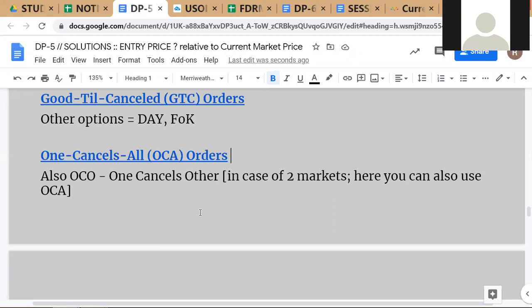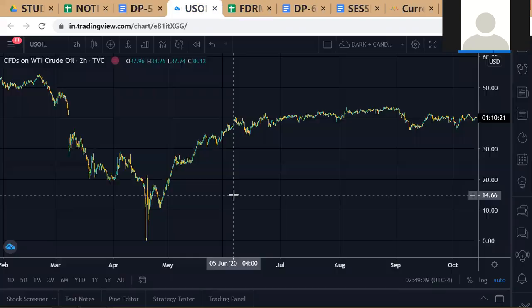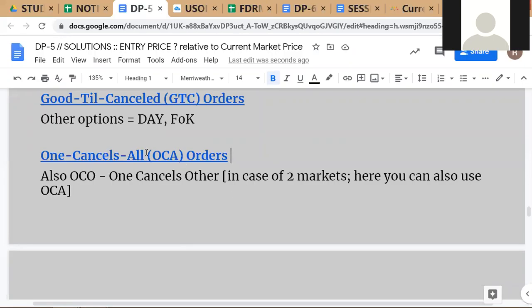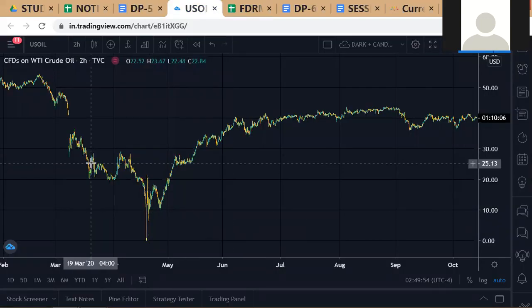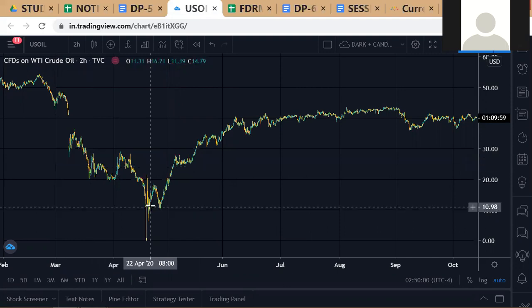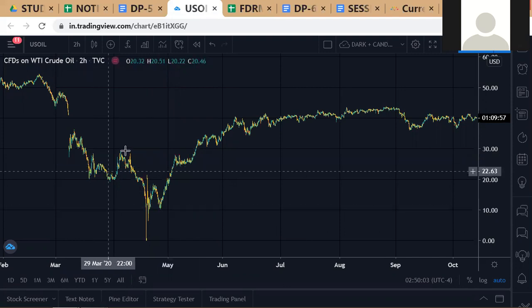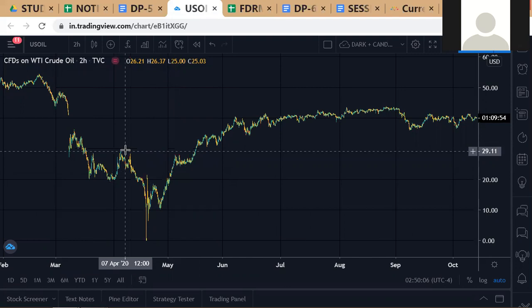So here, this is like a tag. You have an OCA group, I can call it A1 or something like that. OCA means one cancels all, which means that if any one of the orders in the group is executed, all the others are cancelled. So one way of using OCA orders is here. When the market is at 25, I simultaneously place two buy orders: one MIT buy order at $10 and one stop buy order at $30, 30.01.